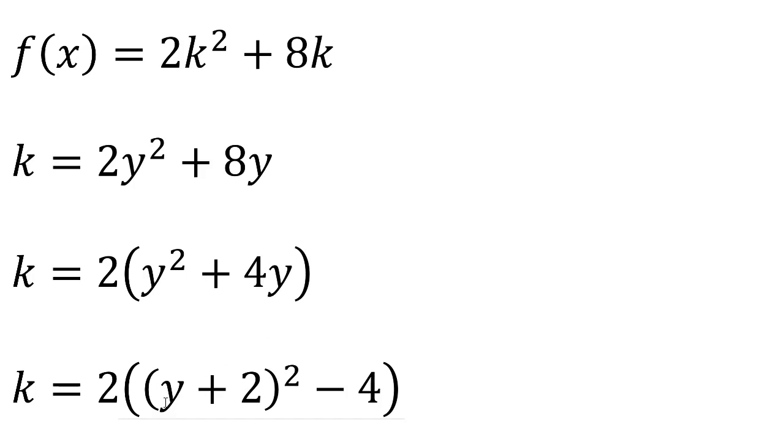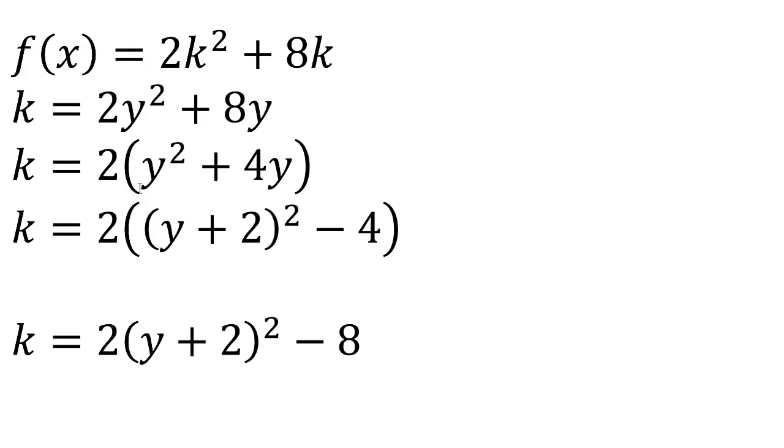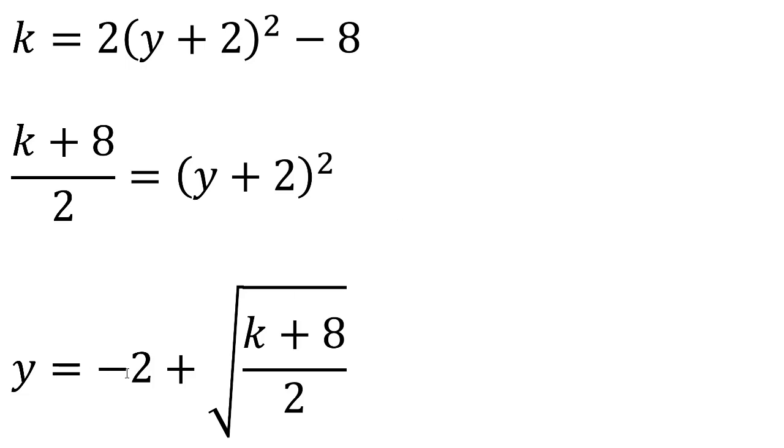Now, if I multiplied this bracket out, I would get y squared plus 4y plus 4, but there isn't a plus 4, so I've subtracted it. And then I can multiply that out. And so this is now fully completing the square and tidied up perfectly and relatively easy now to find y. So that's it.